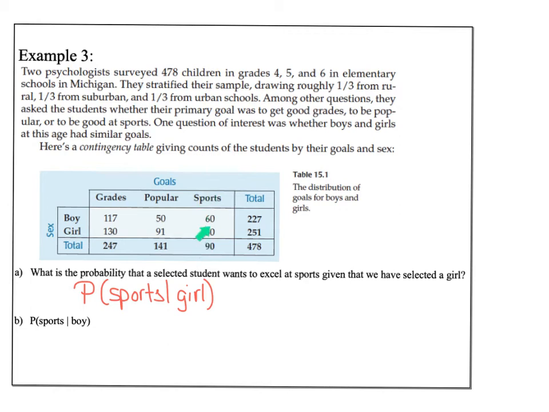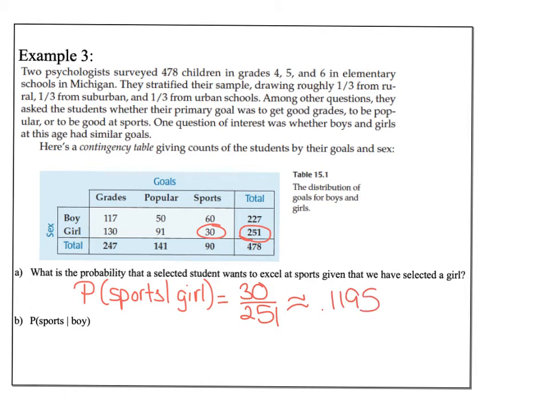So here's sports, 60 and 30, total of 90, but which of these frequencies am I going to use? I'm going to use this 30, because sports, given that it's a girl. So that would be 30, but what's it out of? Well, given that it was a girl, the total number of girls would have been 30 out of 251, which as a decimal for my proportion is approximately 0.1195.